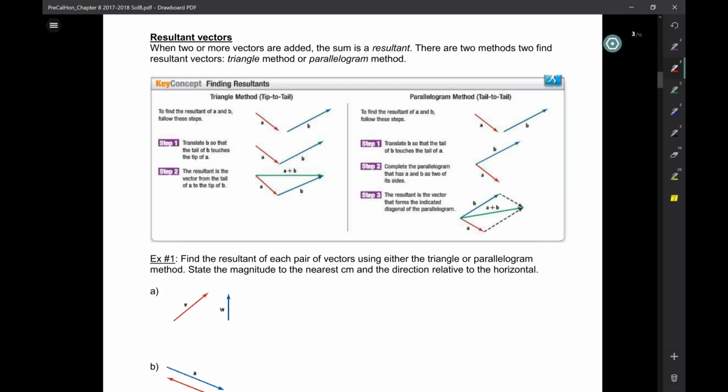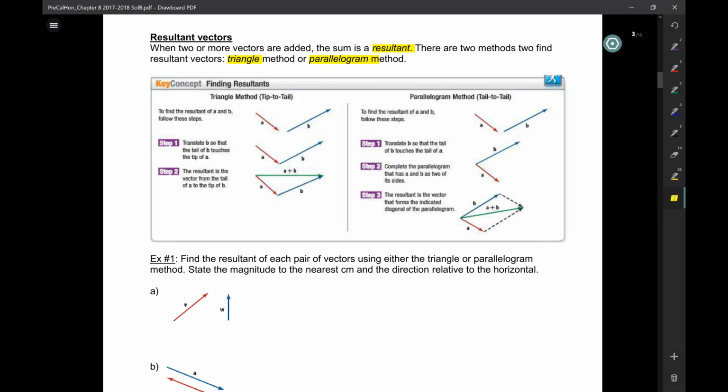We have to sum up our vectors, right? To do that, believe it or not, there is a method. There are two methods, actually. In numbers, when we add them, what we get is our sum. When we add two vectors, what we get is a resultant, okay? There are two methods, like I said, the triangle and the parallelogram method. I have to admit, I'm partial to the triangle method. Okay, just because. All right, here's how we add vectors.